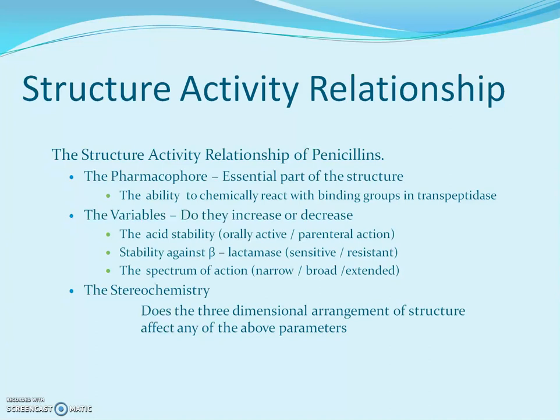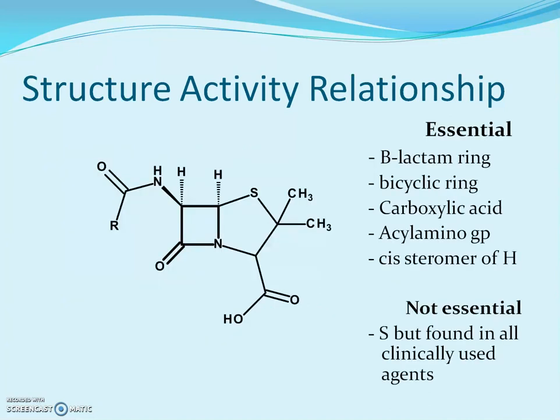As we have already said in the last video about SAR of penicillins, the SAR of penicillins consists of the pharmacophore, the variables and the stereochemistry. Today we will be talking about the variables. We have already seen what the essential requirements of penicillins are. So we have said that apart from this R, almost everything is essential to the structure of penicillins. That means nothing can be changed.